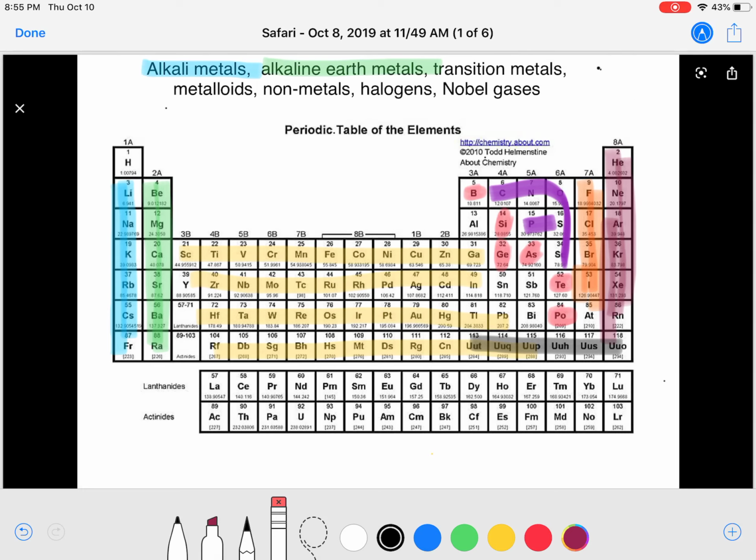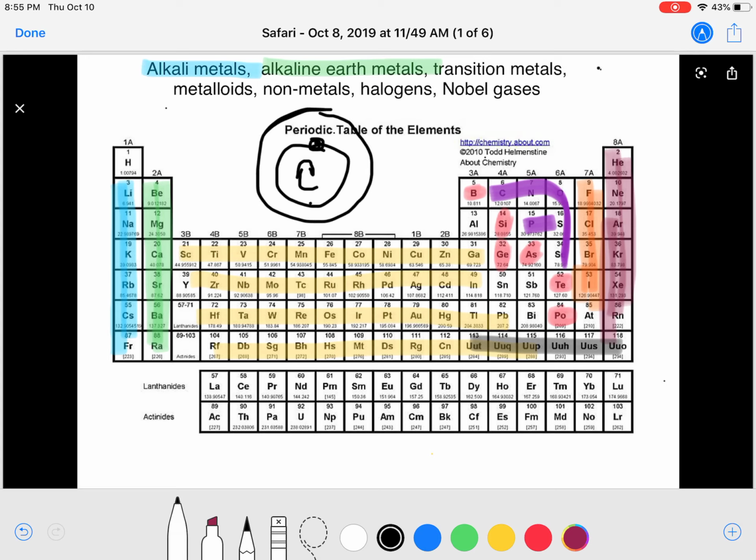So valence electrons, we've already talked about these, but valence electrons are the electrons in the outermost shell of an atom. So when you draw a Bohr diagram, I'm going to do carbon for an example. So we got carbon in the middle. This is not a great drawing, but carbon has 2 on the inner shell, and then 4 on the outer shell. So these 4 here would be our valence electrons, because they're on the very outermost shell of this.